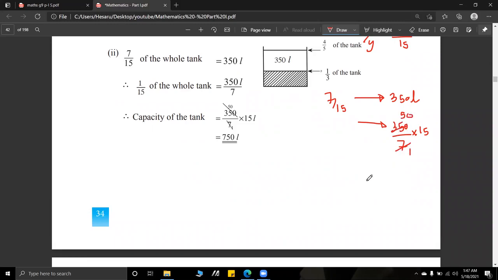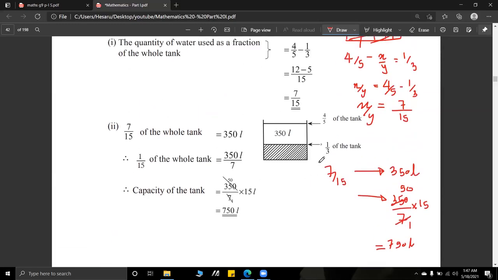Okay, so 50 into 15, it's 750 liters. So the total capacity is 750 liters.